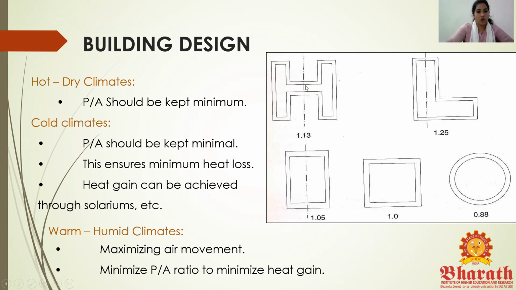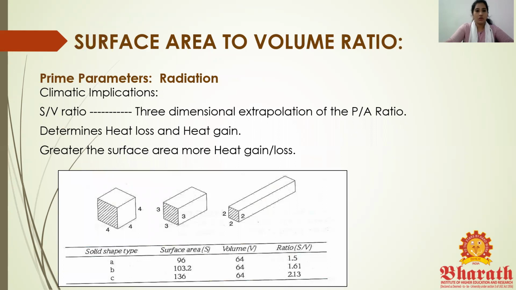So in the case of warm, humid climates, because of humidity you require maximum air movement. To get the maximum air movement, you also try to have a reduced surface area to volume ratio to minimize the heat gain and cut off the warm areas. So, talking about your surface area to volume ratio.